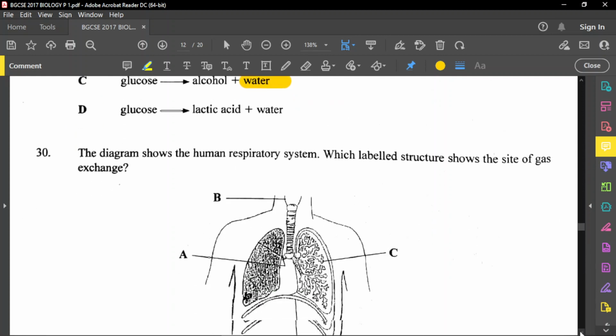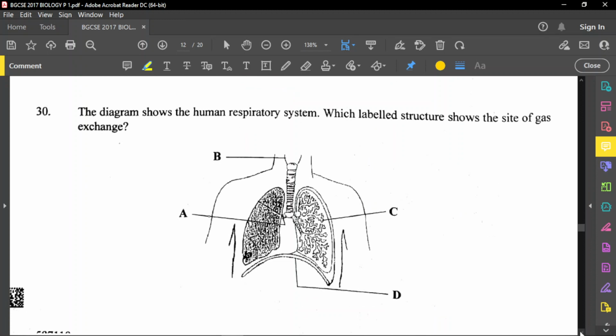All right, let's go to question number 30. It said the diagram shows the human respiratory system. Which labeled structure is the site of gas exchange? Gas exchange takes place in the alveoli. And alveoli are located at the end of what? Bronchioles. So here, where do we have the bronchiole? The bronchiole will be at C.